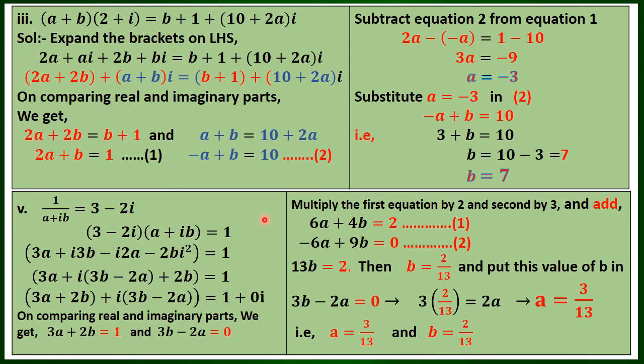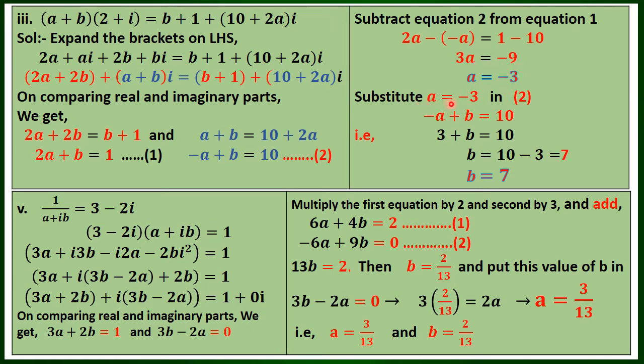Now we can subtract equation 2 from equation 1. While we are subtracting this, the coefficient of b is the same in both the equations, so we can remove b from both the equations at a time. So we will subtract 2 from 1, then 2a minus a, that is 2a plus a, that is 3a, and right hand side will be 1 minus 10, that is minus 9. So 3a is equal to minus 9, a is equal to minus 3.